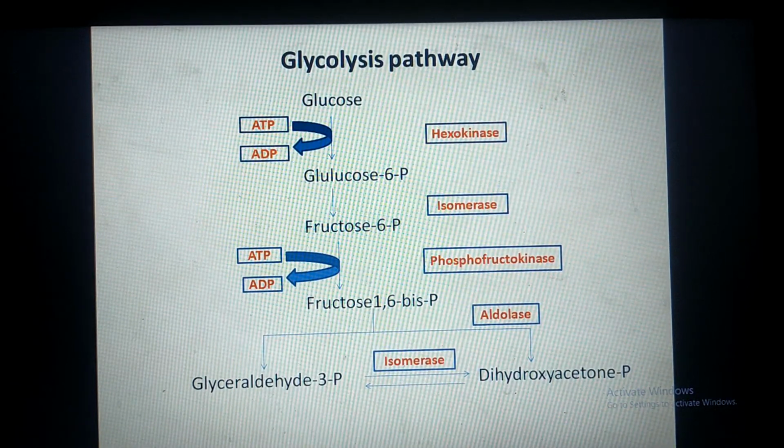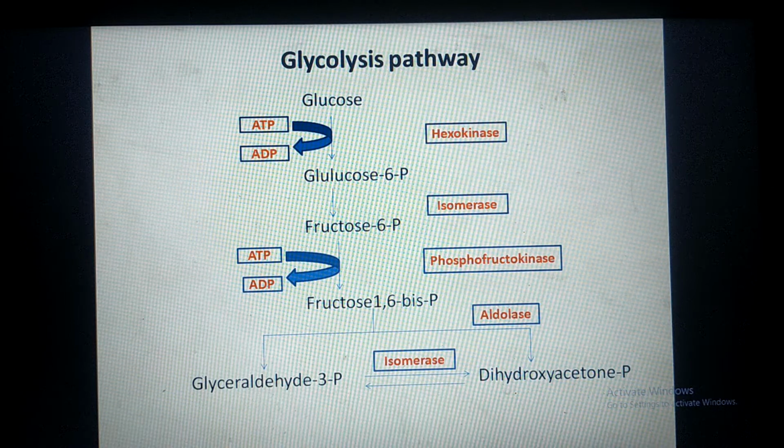All of you have studied this pathway in 12th standard, so there is no need to go into details of this pathway. So in the first step, glucose is converted into glucose 6-phosphate with the help of enzyme hexokinase. Here glucose is phosphorylated with the help of inorganic phosphate donated by ATP, and ATP is converted into ADP. In the second step, glucose 6-phosphate is converted into fructose 6-phosphate, which are isomers of each other.